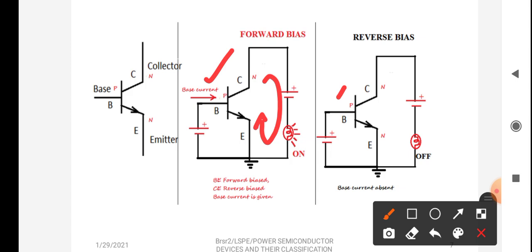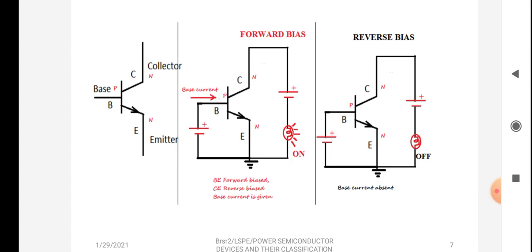After forward biasing the base emitter and reverse biasing the collector emitter, giving the base current, we can make the device on. That is, a current flow can be there from collector to emitter. If you want to switch off the device, it is enough to remove the base current. So here we see that when the device is to be switched on or switched off, in both the ways we have a control.